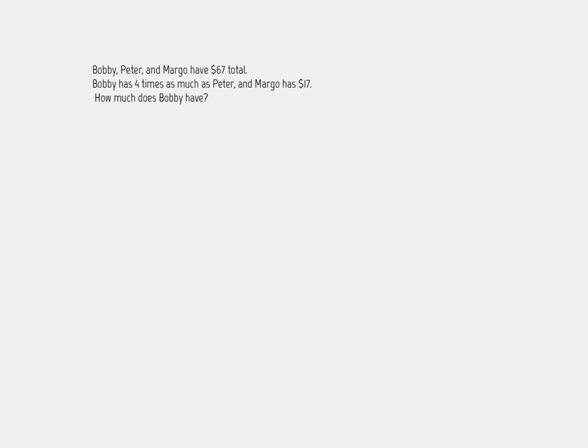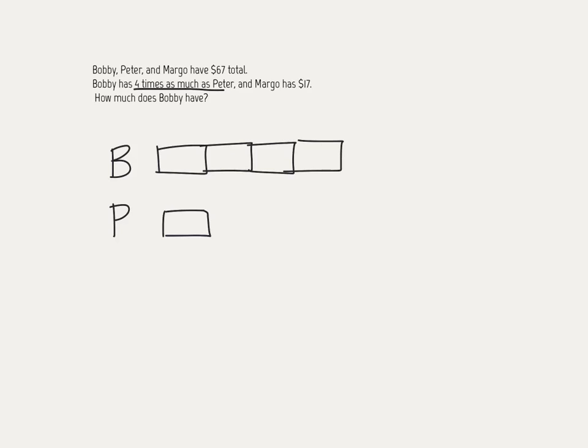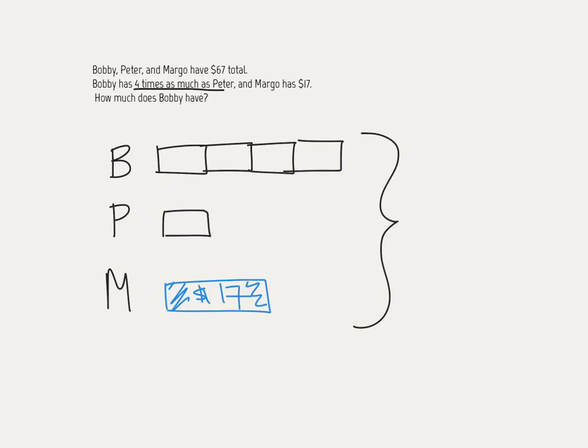So our first step here is to look at our comparison. We know that Bobby is compared to Peter. Bobby has 4 times as much as Peter, so we draw 1 unit for Peter, 4 units for Bobby. And then we also have Margot, and Margot's is given just kind of a flat rate of money. She's not in comparison to anyone. So we know that Margot has $17. And that is not tied into the units that we're doing, but we're having a bar to represent her. We know that all together they have $67, and we write that over here on the side.